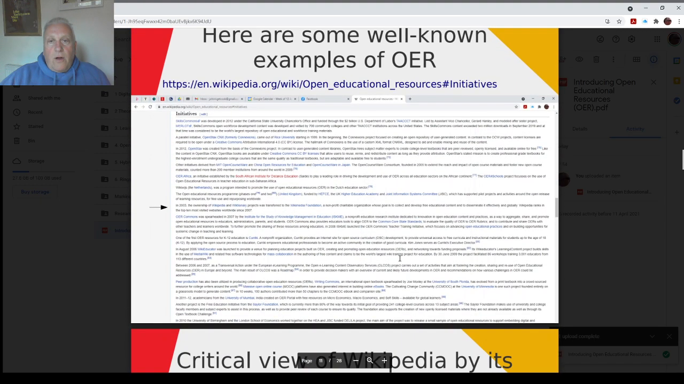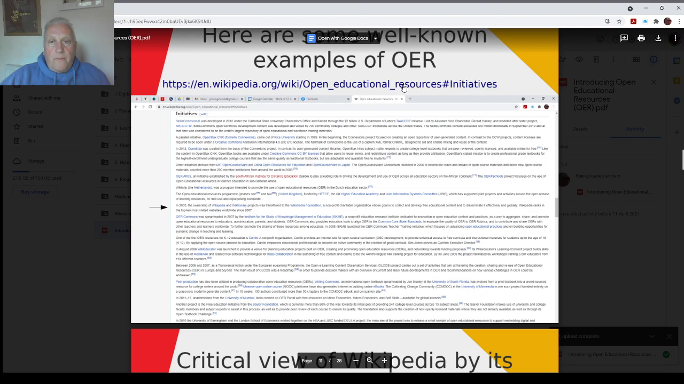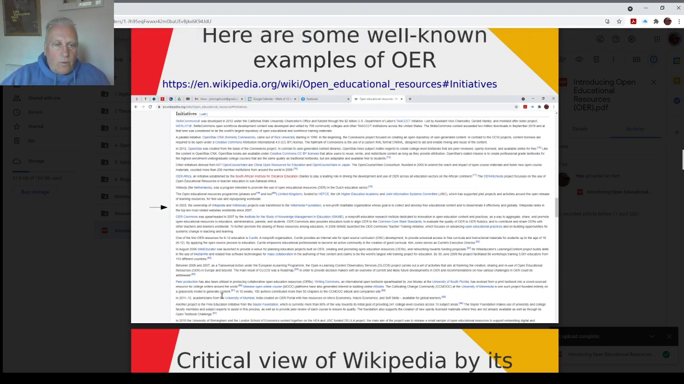Here are some well-known OERs. You can go to this, get the PDF, click on this link, and you'll see a huge list of initiatives on Wikipedia. But what I want to focus in on is Wikipedia itself, which is an open educational resource. In the early days, it was prone to having strange information on. People would make kind of humorous edits and malicious edits.